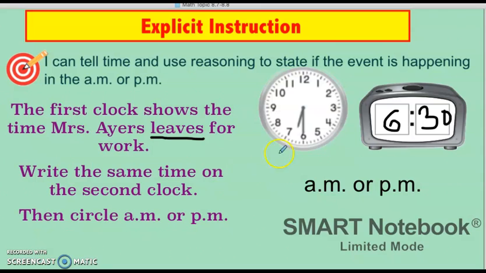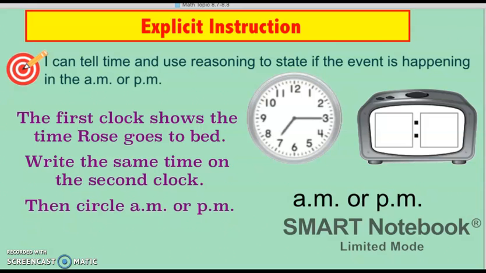But is it AM or PM? So if she's leaving for work, that means she's on her way, right, my friends? So would that be AM or PM? If she's driving to school and she didn't get there yet, would that be in the morning or in the afternoon? Think about it. If you said morning, you guys are right. So it would be AM. Wonderful job.